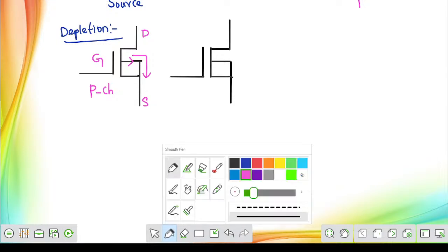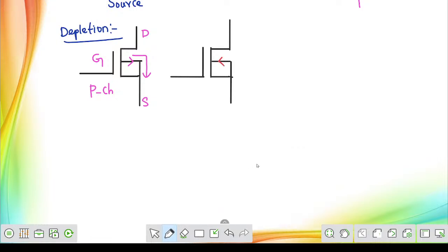Sir, you can observe the difference. In enhancement type, the symbolic representation is different. So in depletion type, this representation will be different. In depletion type, current will be entering inside. So this is going to be drain. This is going to be source. As usual, this is going to be gate. So this is N channel MOSFET. But both are depletion modes. Both are in depletion mode.